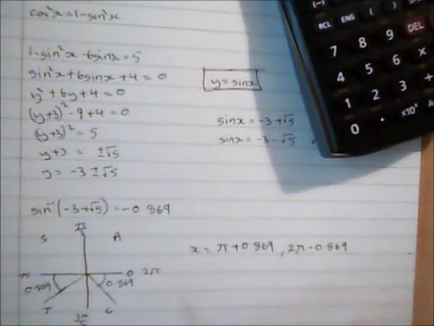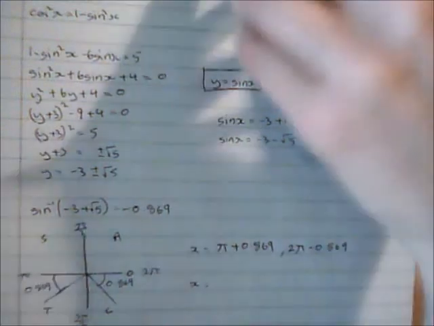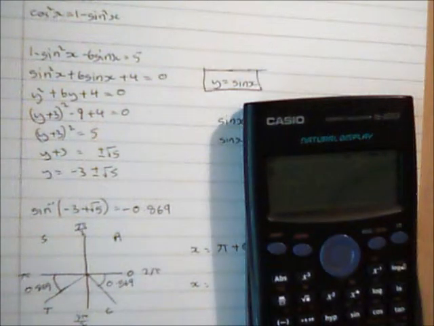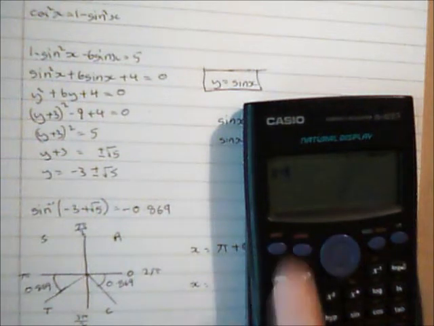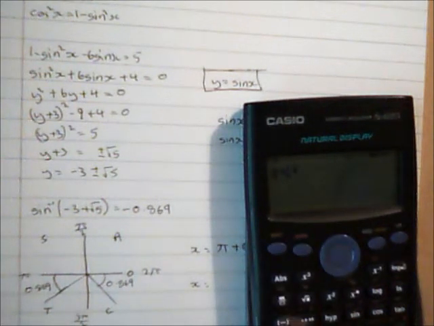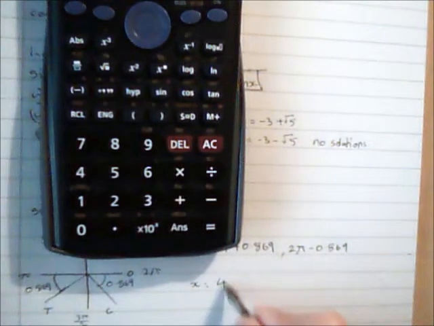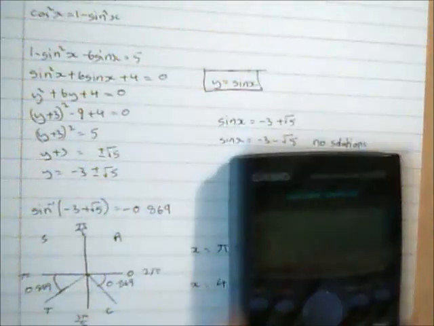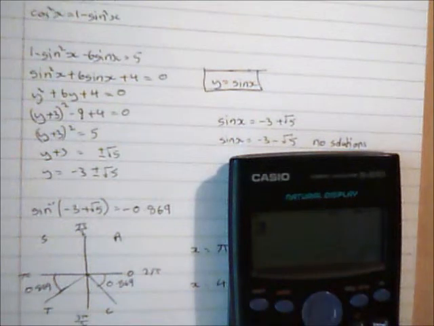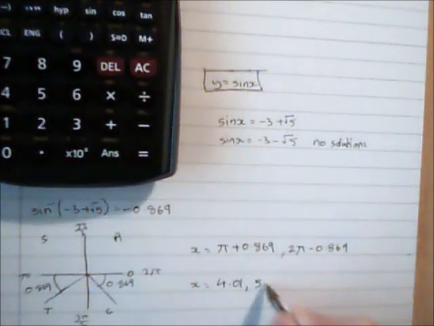So now I'm going to go to my calculator and do pi plus my stored angle, which was 4.01, and then 2 pi subtract my stored angle, which is 5.41, and here I have my two solutions for x within the range that was specified.